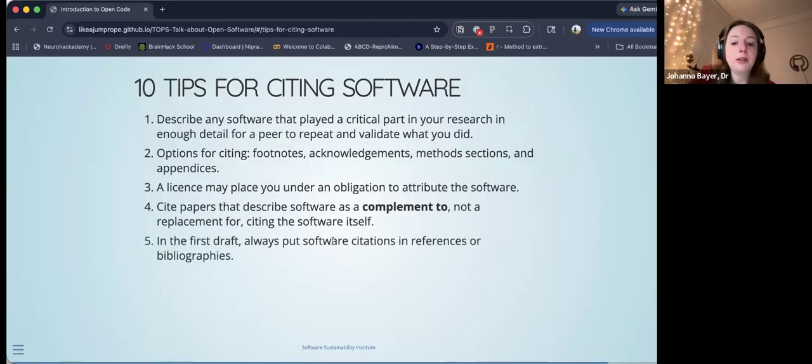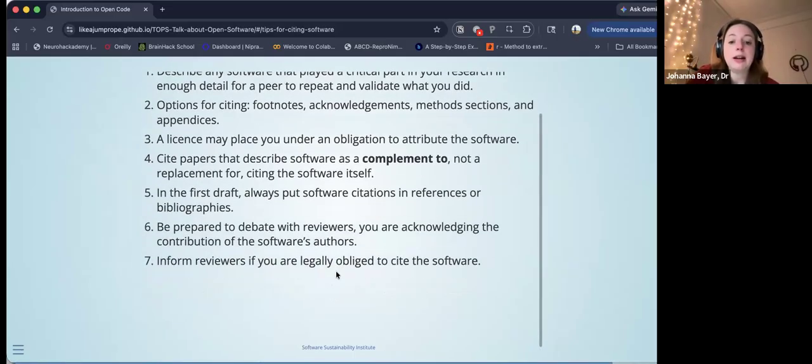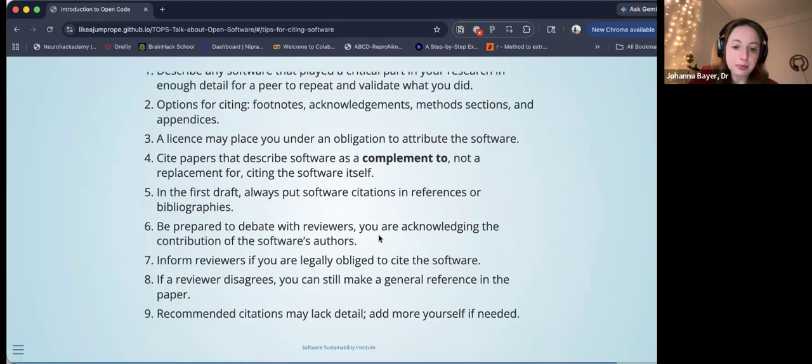In the first draft, always put the software citations in reference or bibliography. So make it a real citation. It only says here in the first draft because the journal might actually come back and say you can't cite the software in the reference section. You need to cite it differently, but always try. And be prepared with reviewers that you want to defend, that you want to acknowledge the software's authors. Or let them know that you are legally obliged to cite the software. If a reviewer disagrees, you can still make a general reference in the paper.